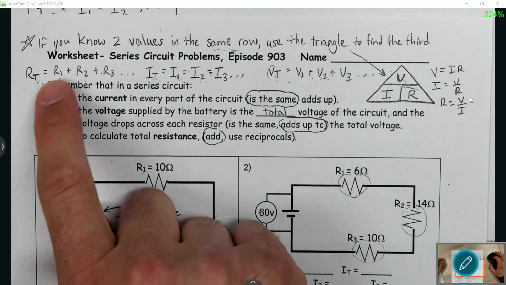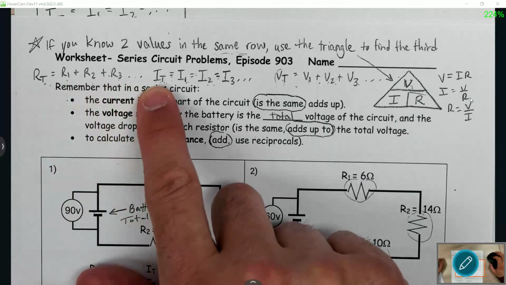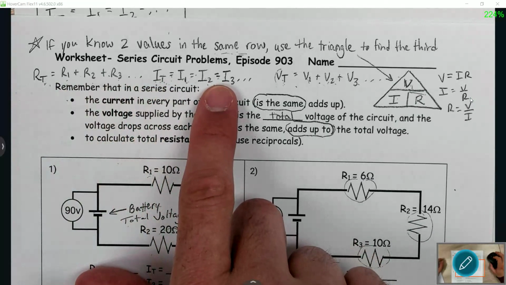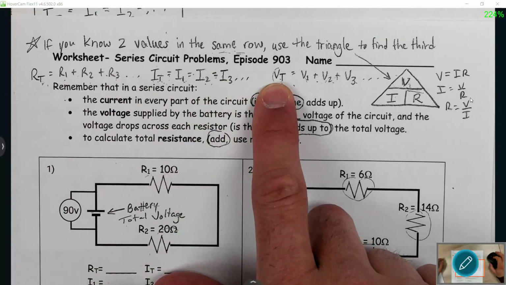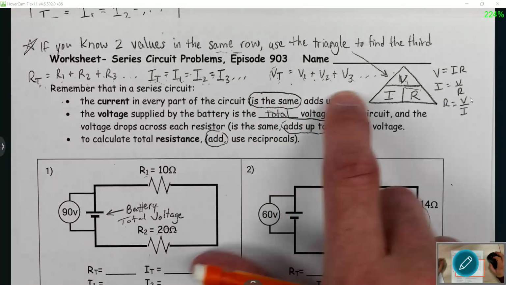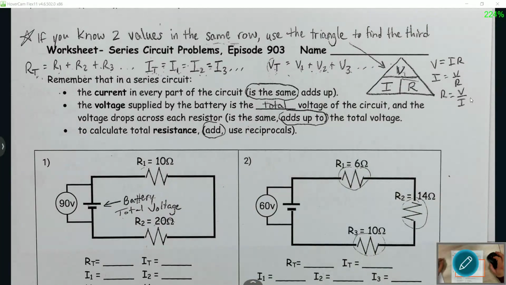Okay, the rules. The total resistance is equal to all the resistors added up. The current is the same everywhere, which is why they're all equal. And the total voltage is the voltage drops added all together. So on a separate sheet of paper, your graph paper that you have out in front of you, that's what this is for.